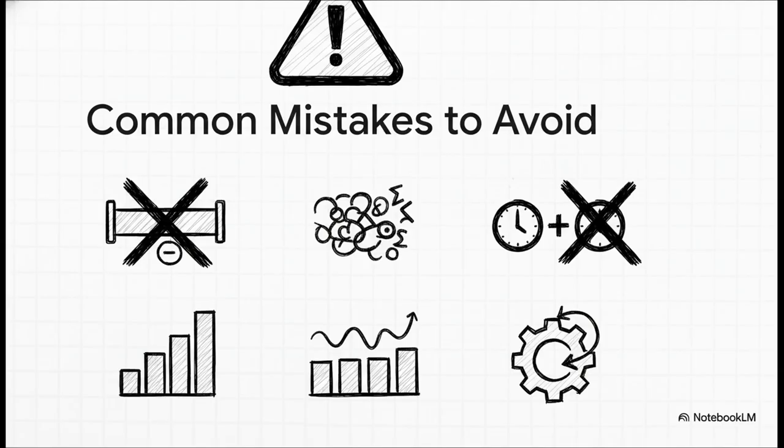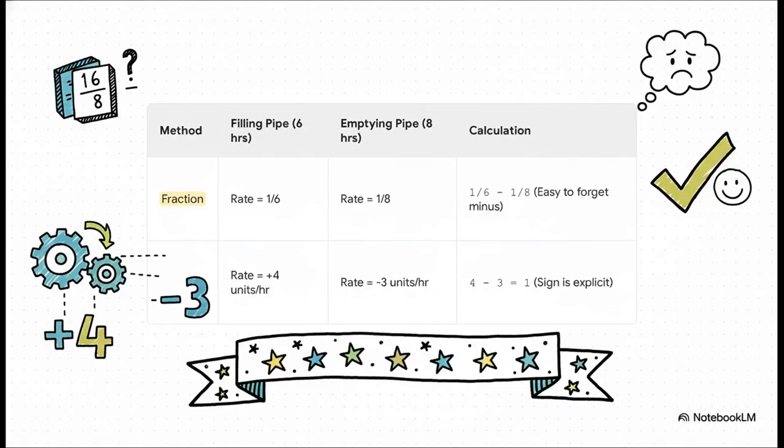People accidentally add the times together instead of the rates. They totally mess up the signs on those emptying pipes, just like we talked about. And of course, the big one, simple calculation errors with fractions. The LCM method pretty much saves you from all of these because you're staying in the safe, happy world of whole numbers. This table here shows it crystal clear.